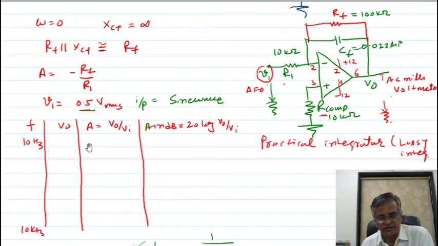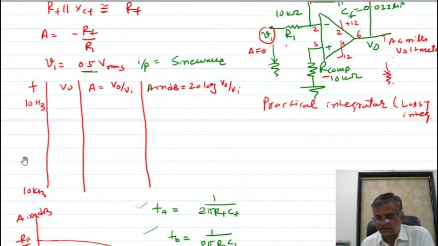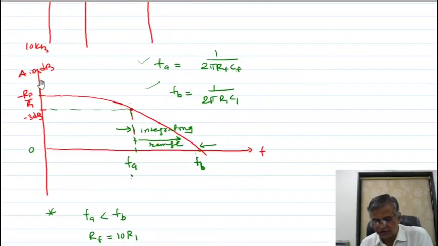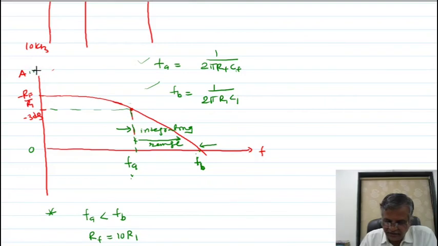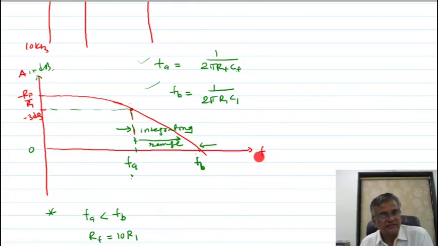Now, what is the procedure? Vary the frequency from 10 Hz to 10 kHz in suitable steps and note down the corresponding value of the output voltage. Find the value of the gain and then the gain in dB. Then you have to plot the graph of gain in dB versus frequency.